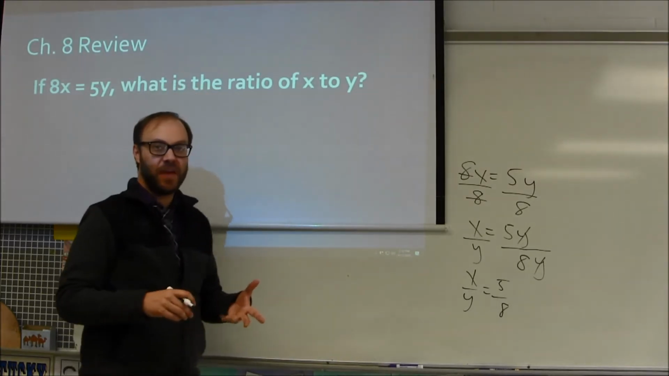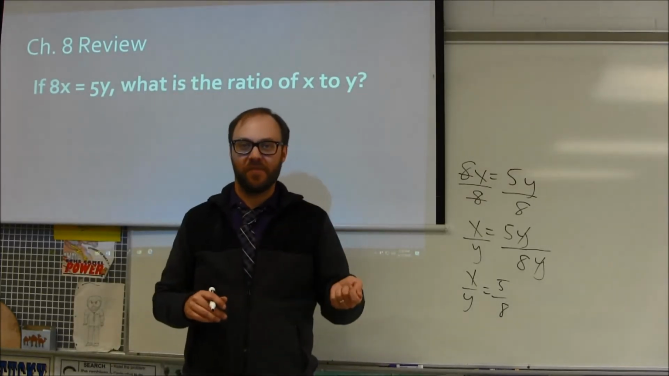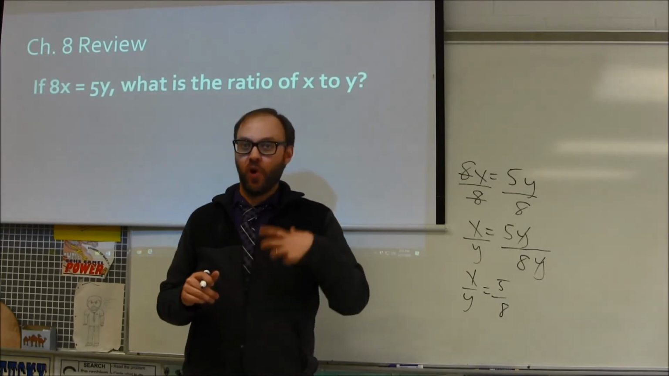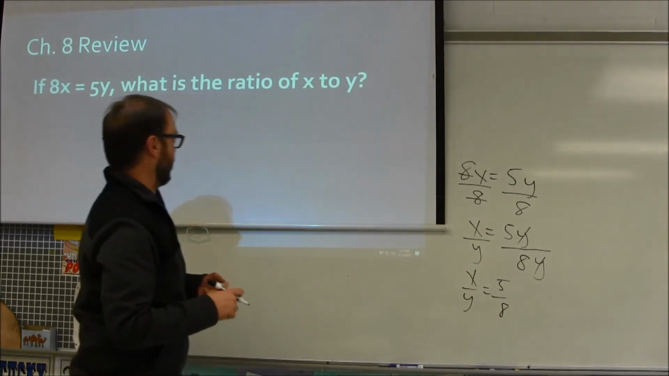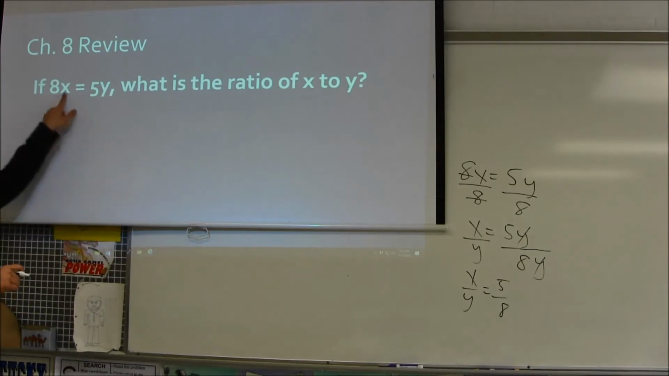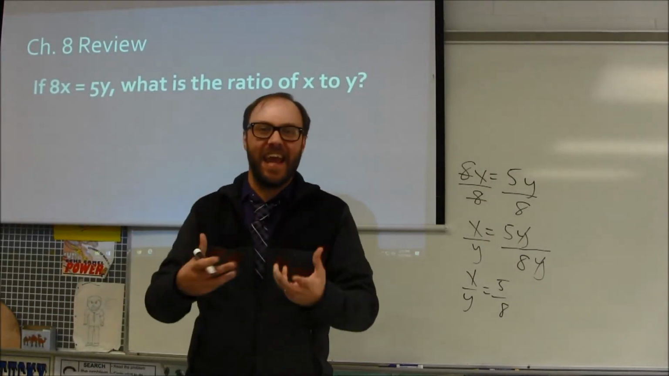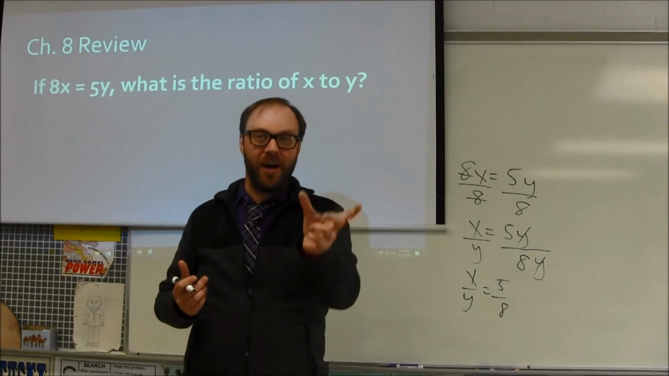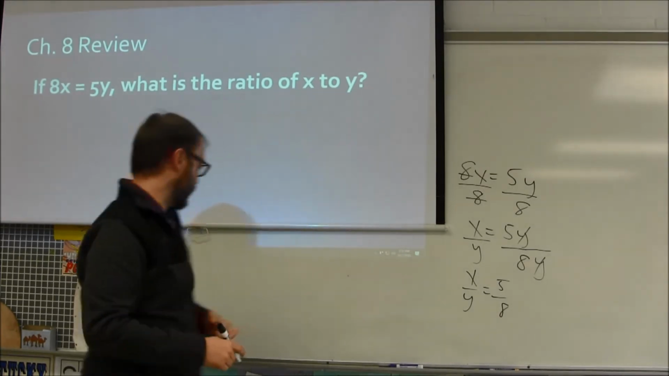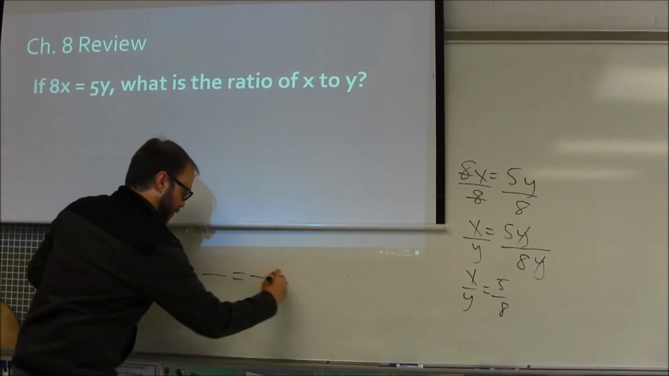Now your book has made the point that cross products of a proportion are equal. So you could look at this as a cross product relationship. Notice you've got a product equal to another product. And that's an idea that's been hammered again and again and again in this unit. A product equal to a product, those could be cross products of a proportion.